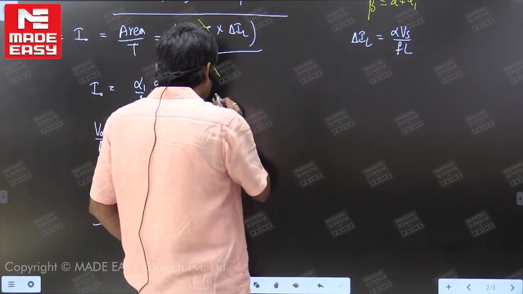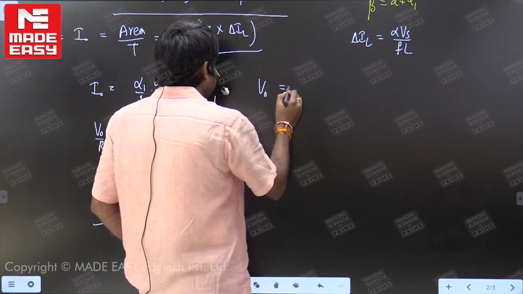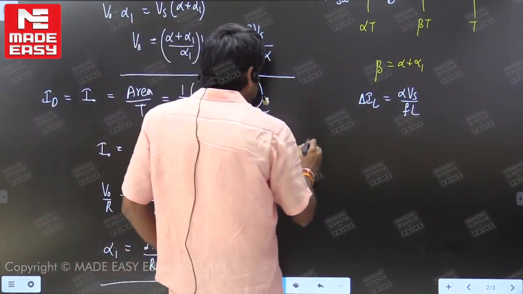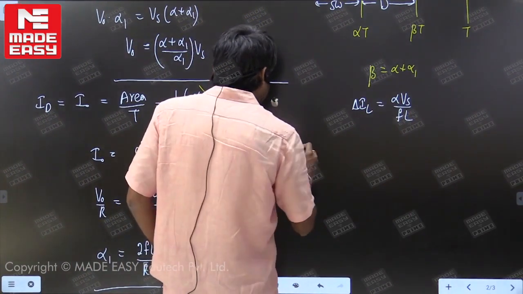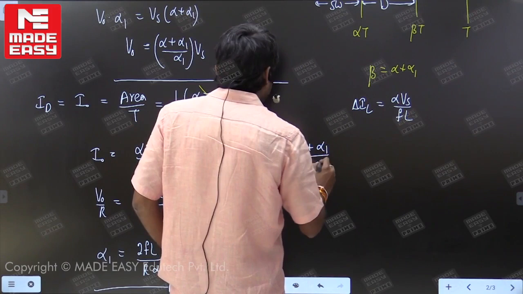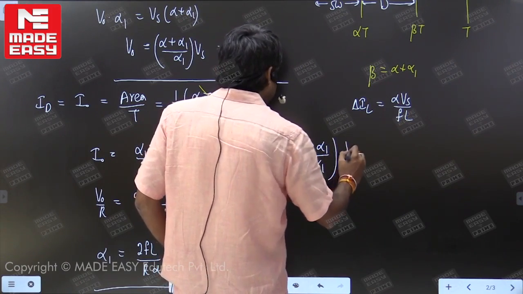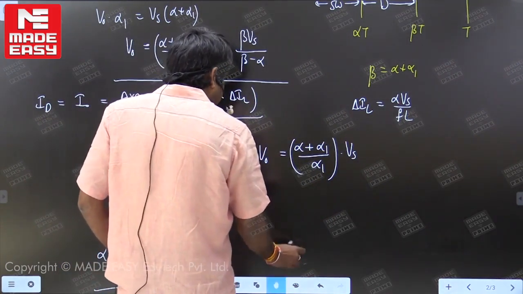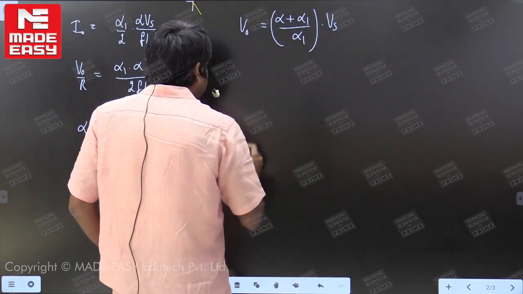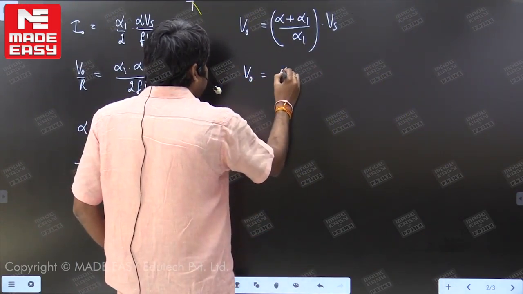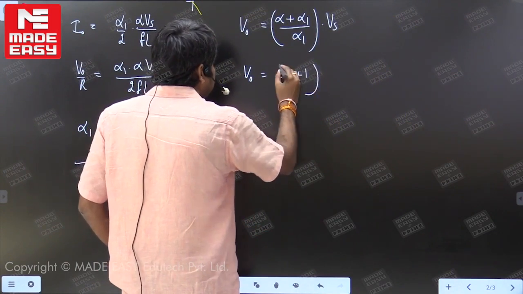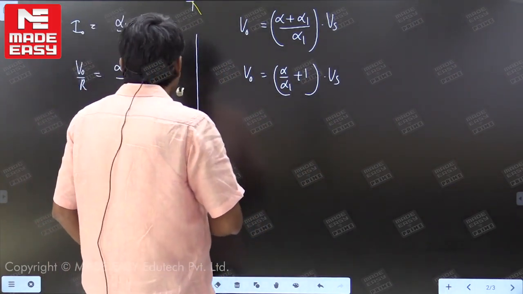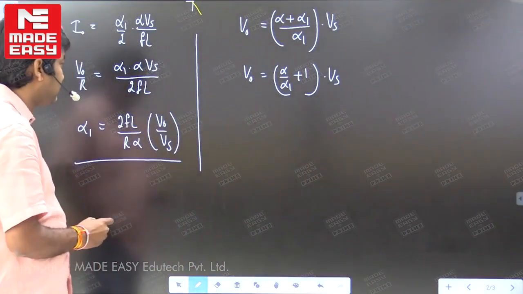Now what is the equation for average voltage? I have derived the expression for average voltage. If it is discontinuous, V naught is alpha plus alpha 1 by alpha 1 into Vs. Now let us substitute the alpha 1 value here. I can rewrite this formula as V naught is equal to alpha by alpha 1 plus 1 into Vs. So substitute the alpha by alpha 1 value here.